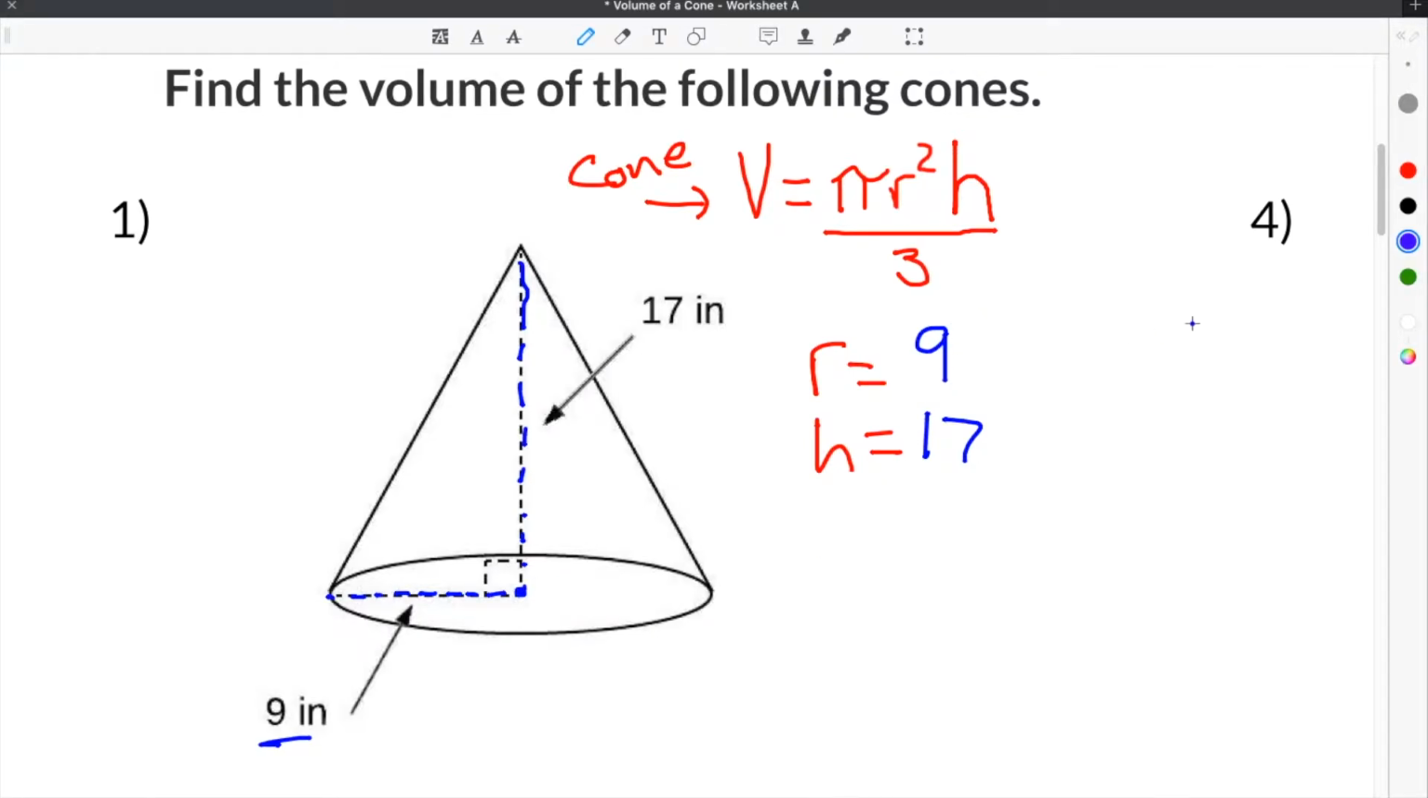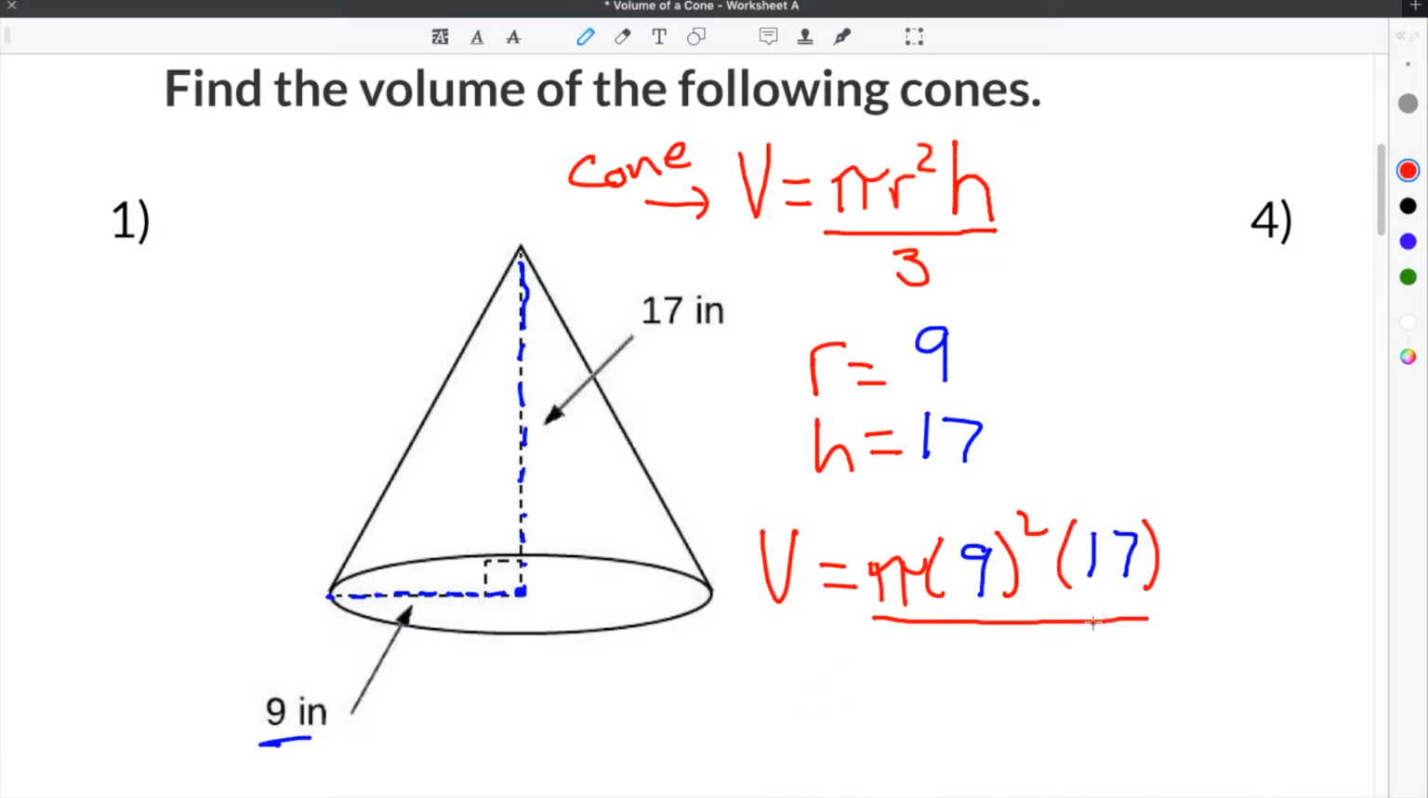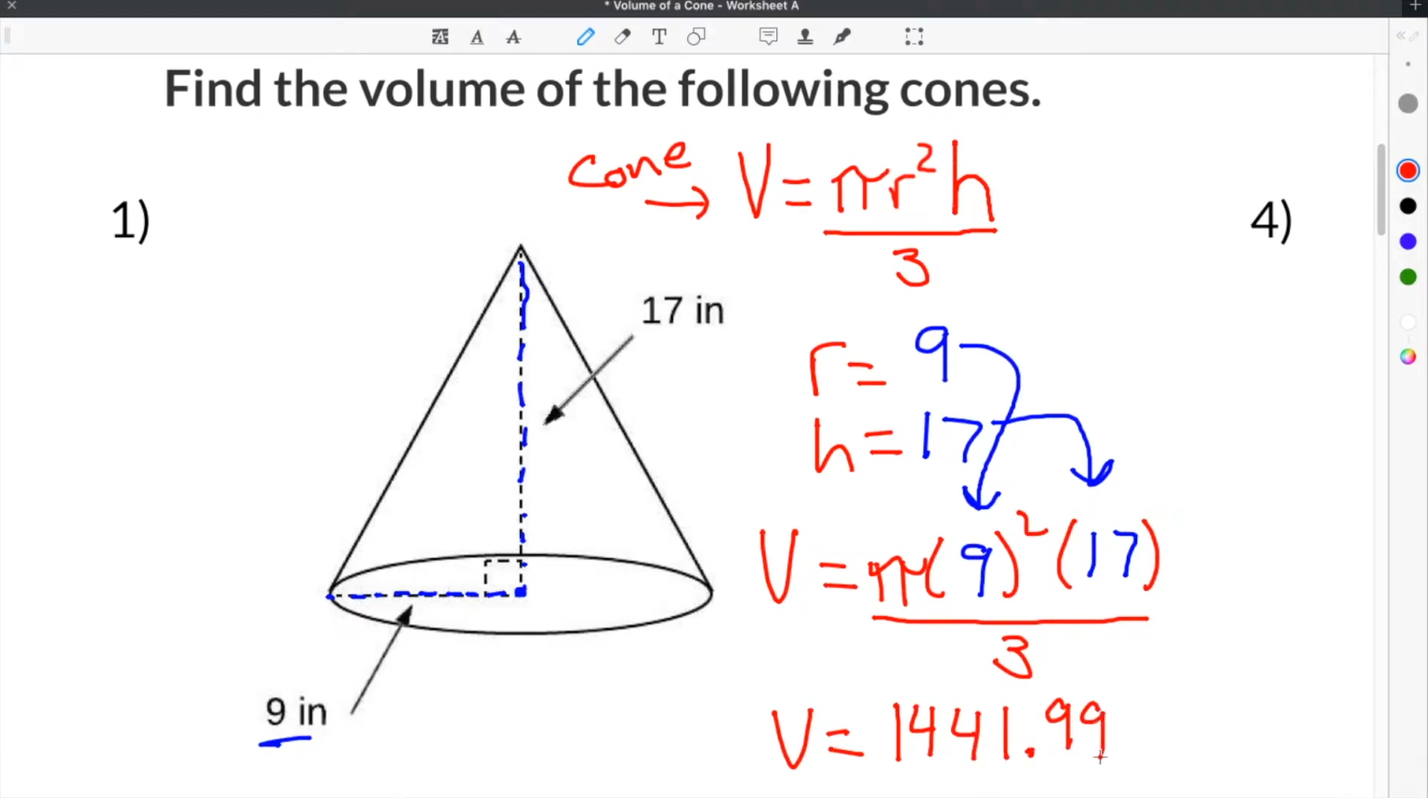Then we'll take our radius, which is 9, and we will substitute it in for r, and then we will also substitute in 17 for the height, so that will go here, and then the whole thing gets divided by 3. Once you put that in your calculator, you will get 1,441.99 inches cubed, because that's our unit, and that's going to be our answer.